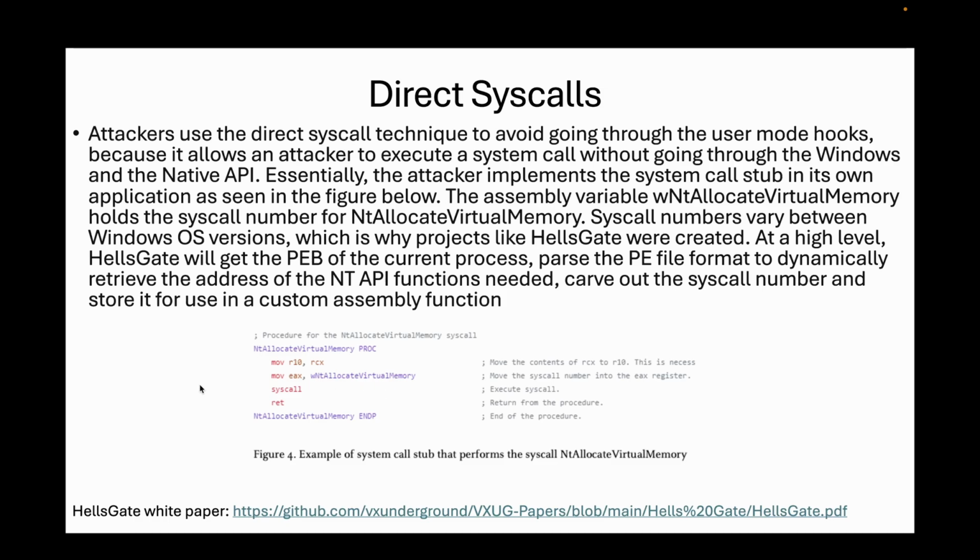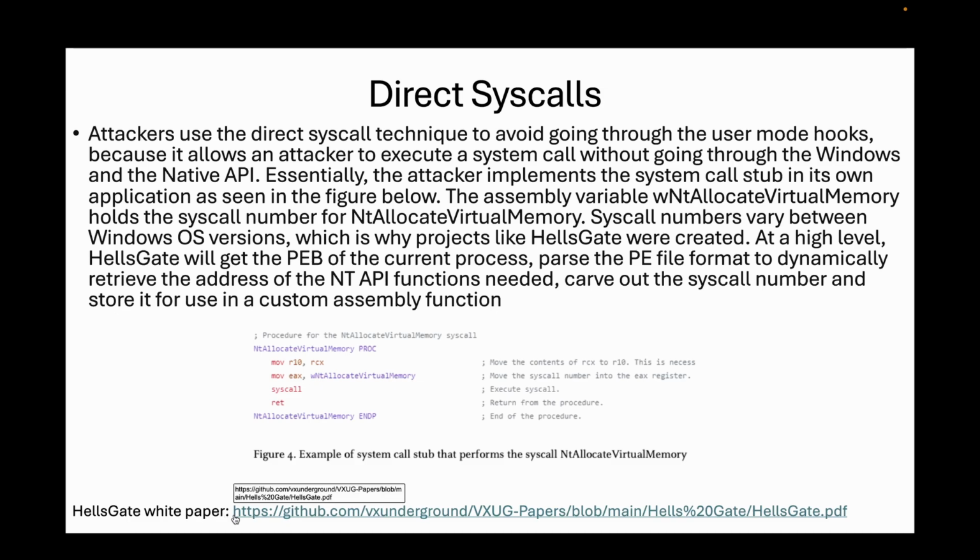Syscall numbers do vary between Windows versions, which is why projects like Hell's Gate were created. At a very high level, Hell's Gate will get the PEB, or process environment block, of the current process, parse the PE file format to dynamically retrieve the address of the NT API functions needed, carve out the syscall number, and store it for use in a custom assembly function. One thing to note here is that the syscall instruction is implemented directly in our syscall stub.